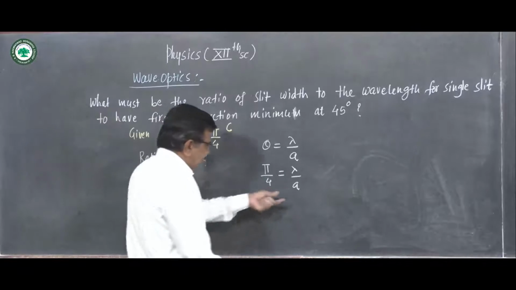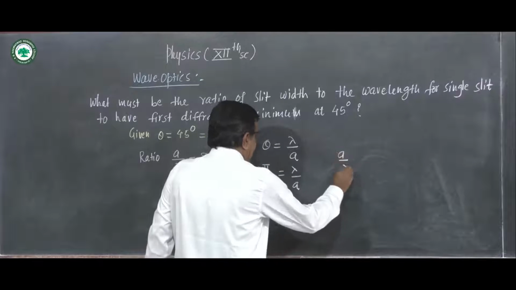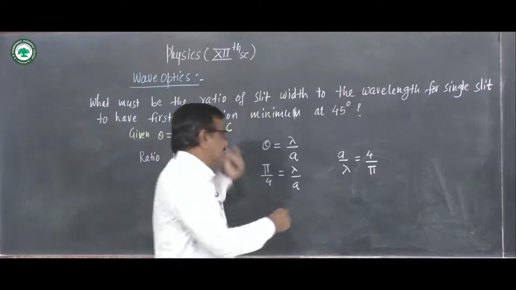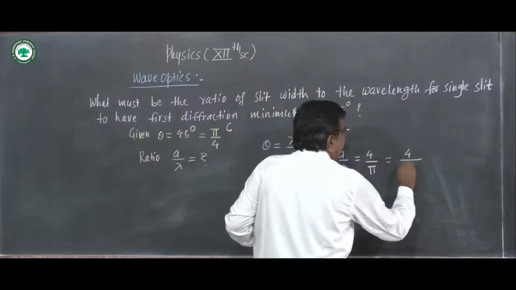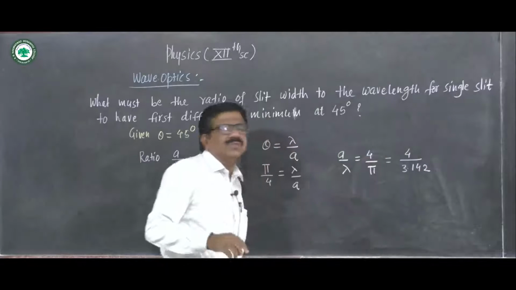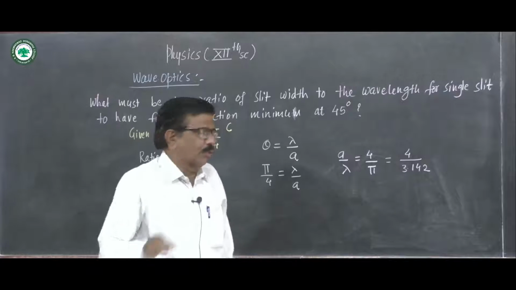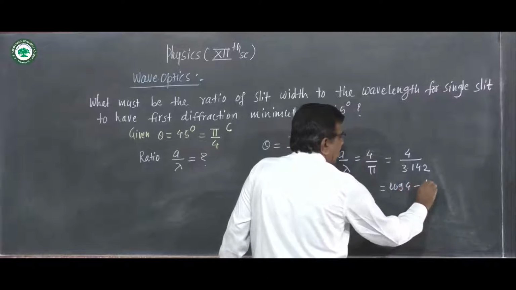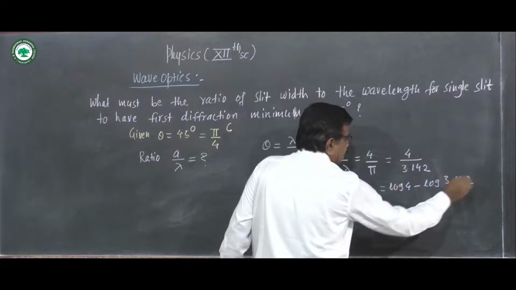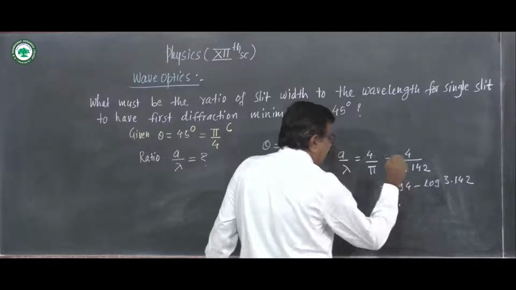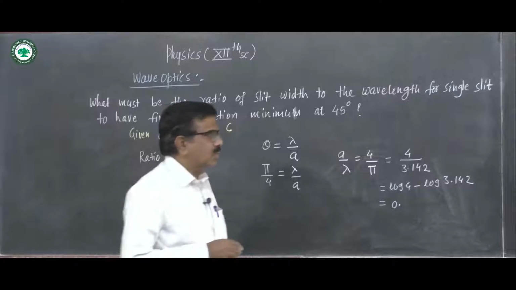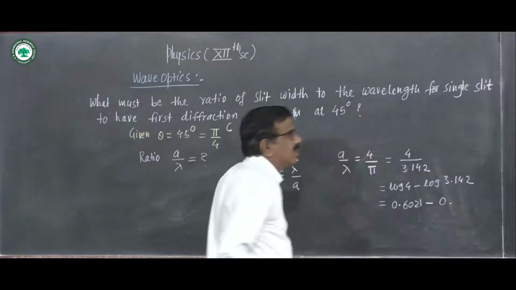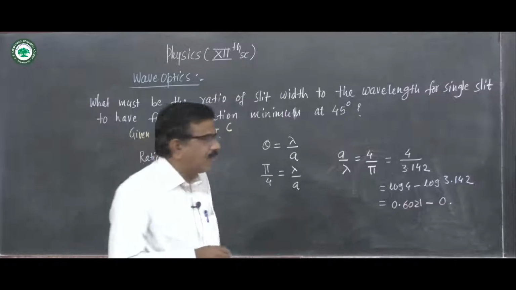Take the reciprocal, therefore this a by lambda is equal to 4 upon pi, that is 4 divided by 3.142. We have to simply solve this part. Log 4 minus log of 3.142. Log 4 characteristic is 0, mantissa 0.6021, minus, here characteristic is 0, that much log is 0.4972.